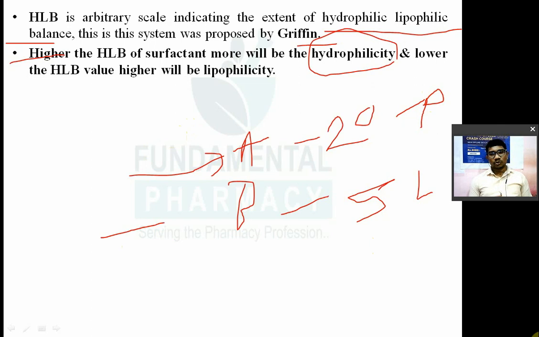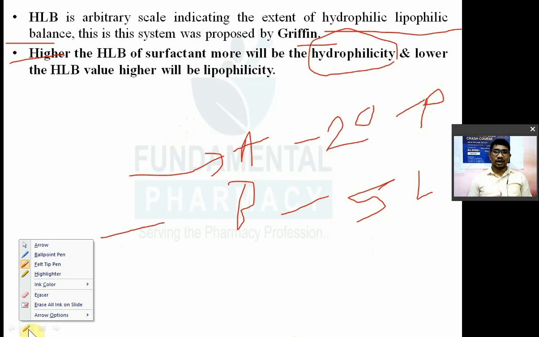तो इसके ऊपर क्वेश्चन आ चुका है. If a surfactant has a higher HLB value, that means it is hydrophilic, lipophilic, amphiphilic. ऐसा क्वेश्चन आता है. So higher HLB value means hydrophilic, lower HLB value means lipophilic.